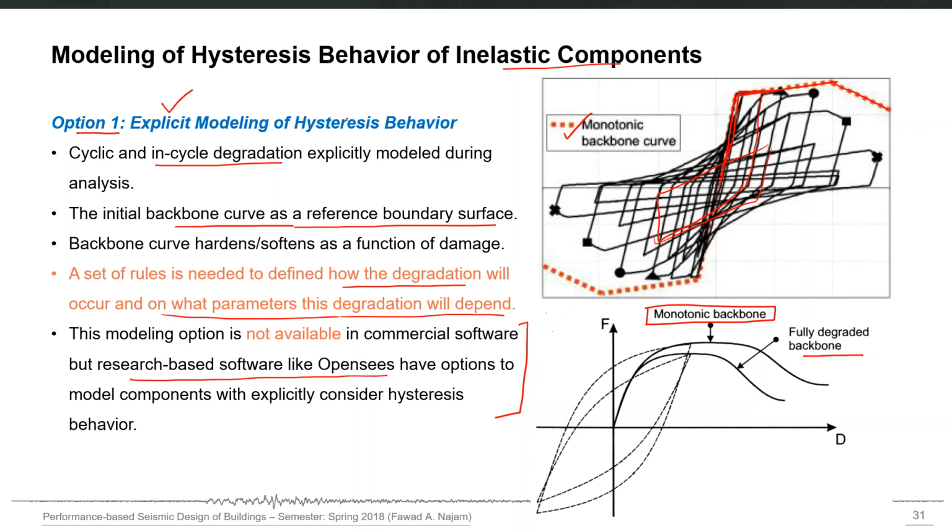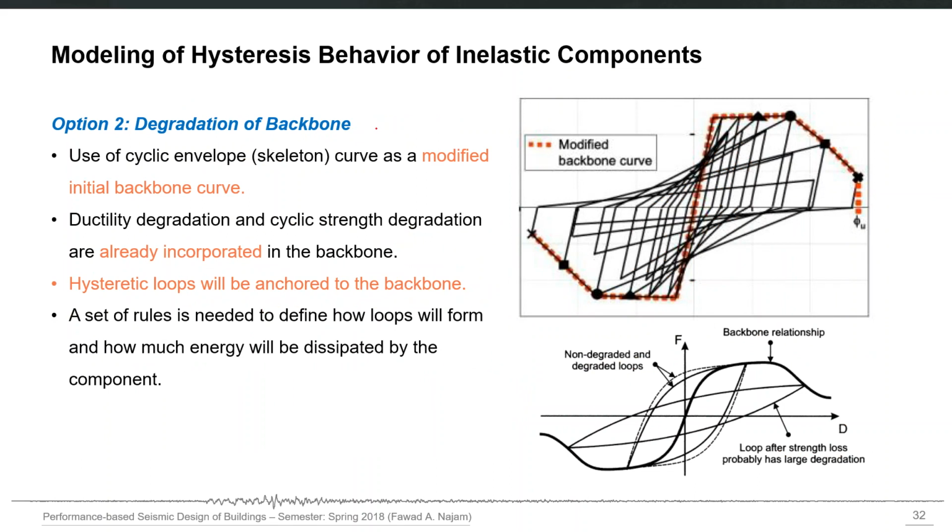But the second is a simplified approach, in which you account for the effect of degradation directly in the modified backbone curve. Whatever backbone you give, you already account for the cyclic degradation in that, and then you just define an unloading and reloading rule, and every time the unloading and reloading directly goes to the same backbone, and in between the backbone on positive and negative sides you will have unloading and reloading cycles. So the effect of degradation is already accounted for by modifying the backbone curve. So this is a practical approach.